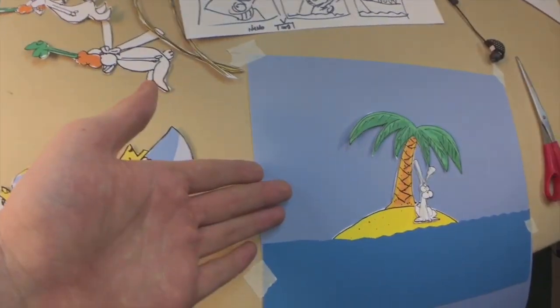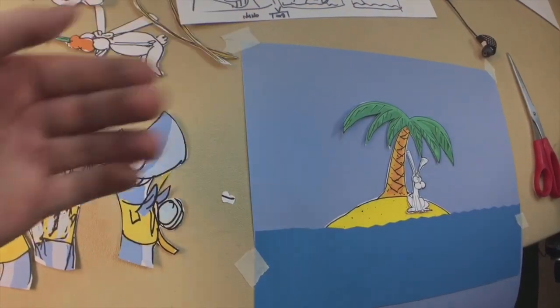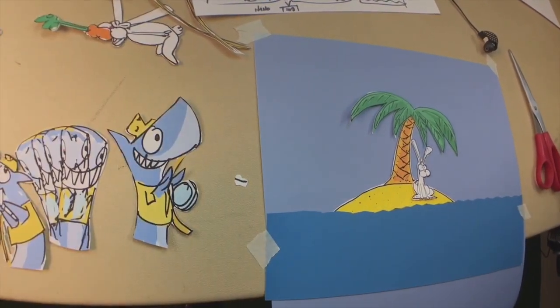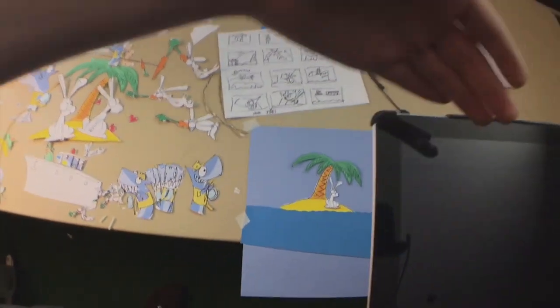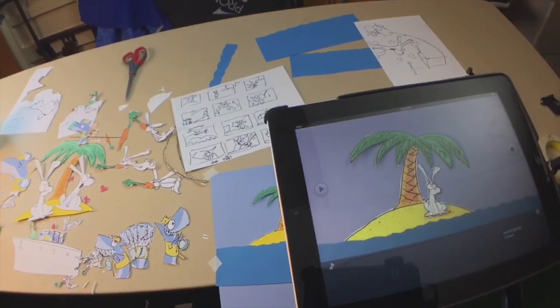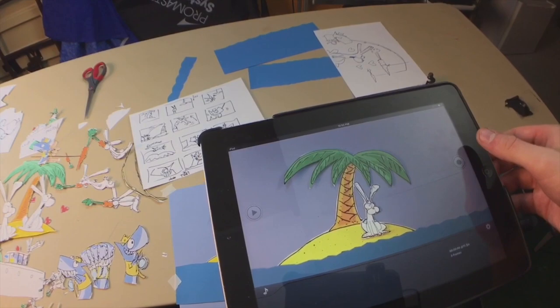We have the backdrop, and we have those final pieces in here, sometimes taped to the back, and we film them on our handy dandy iPad here. And we are going to now take the first picture of shark versus rabbit.